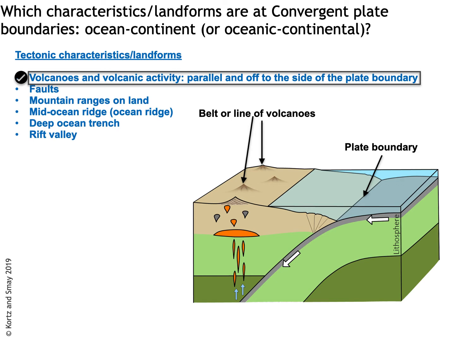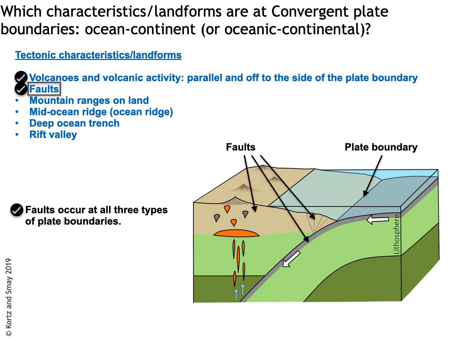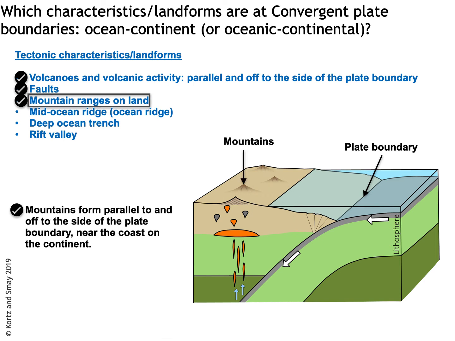So this is basically a matter of review at this point. You're probably getting tuned in to these features. So volcanoes, volcanic activity, yes. A belt or line of volcanoes is parallel, off to the side of the plate boundary. Faults occur at all three types of plate boundaries, occurring here. Mountain ranges on land? Yes, mountains are forming parallel to and off to the side of the plate boundary near the coast on the continent.